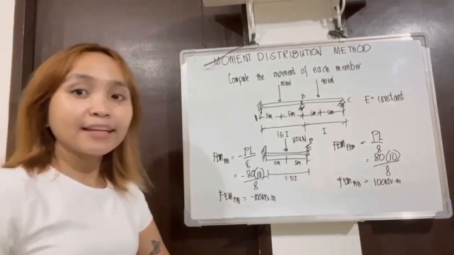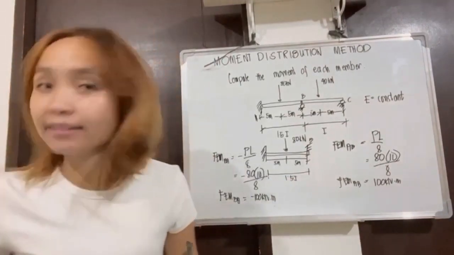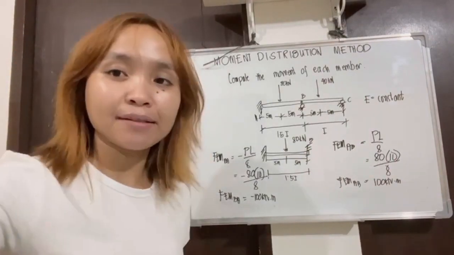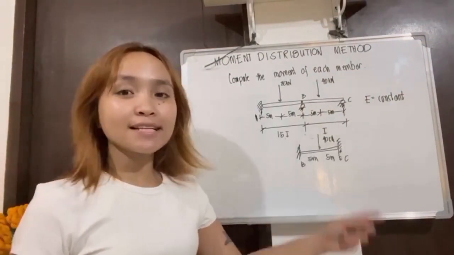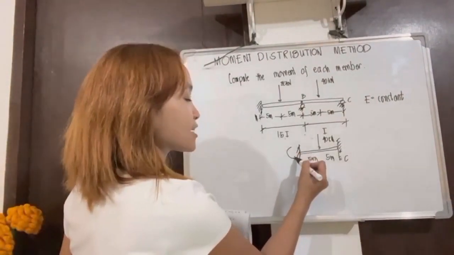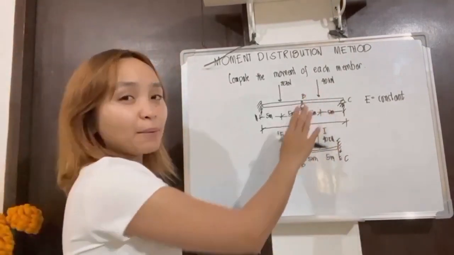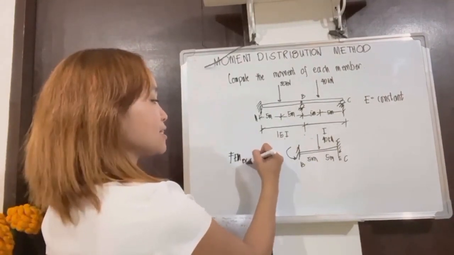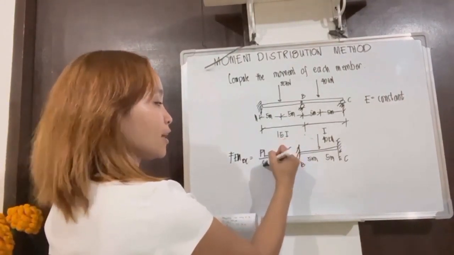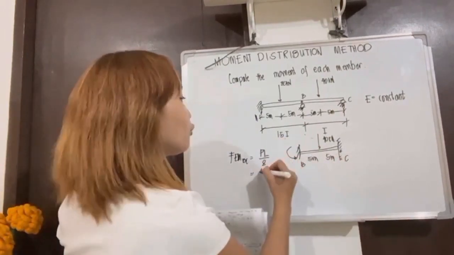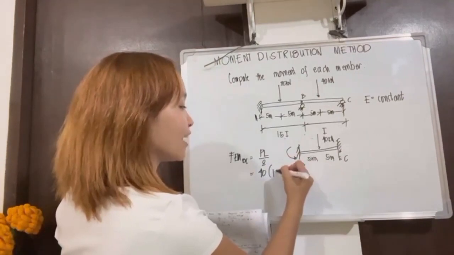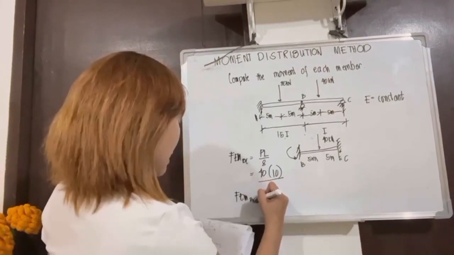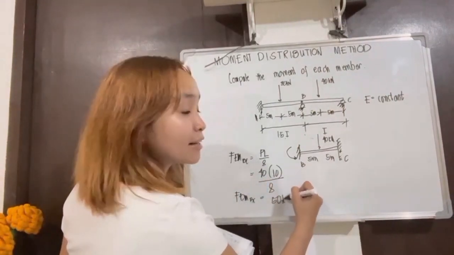So, next is getting the value of the fixed end moment of BC and CB. To get the fixed end moment of BC, it is the same way as in the example earlier, since it is symmetrical. So, the formula is FEM BC is equal to PL over 8, where we have the load of 40 kN and the length of 10, over 8. So, our fixed end moment of BC is equal to 50 kN-m.